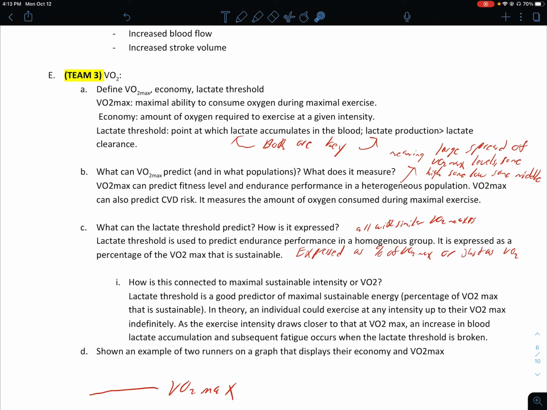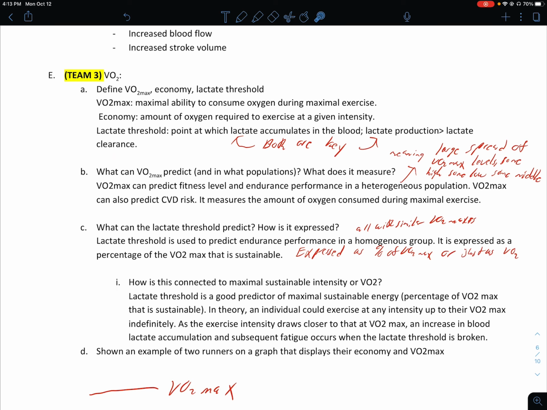Your lactate threshold definition is good. Just make sure you note that both these definitions are needed. The point at which lactate accumulates in the blood, okay? But then what's actually causing that? Well, it's when lactate production exceeds lactate clearance, okay? We're making more than we can deal with, so it starts showing up in the blood, okay?